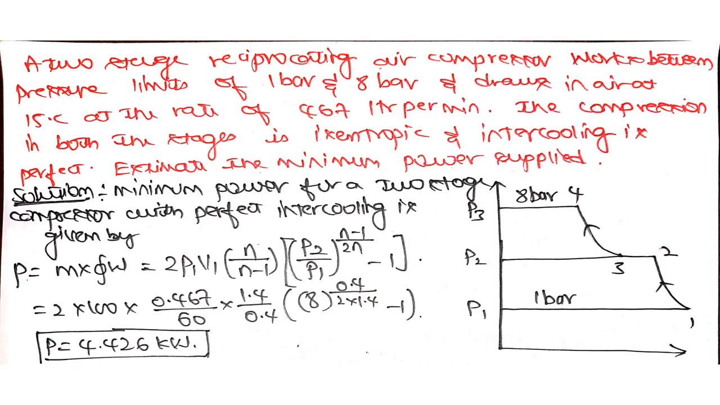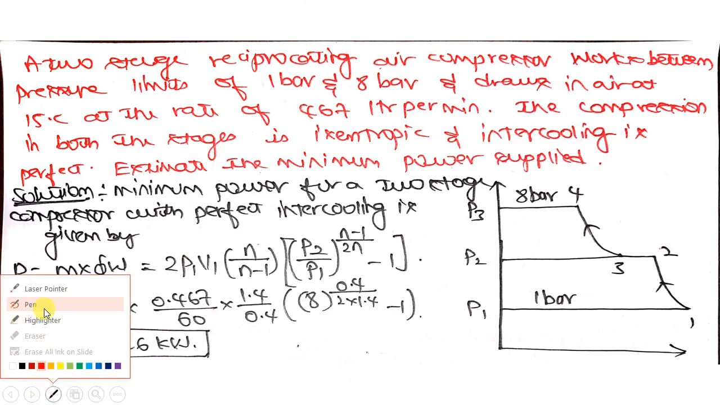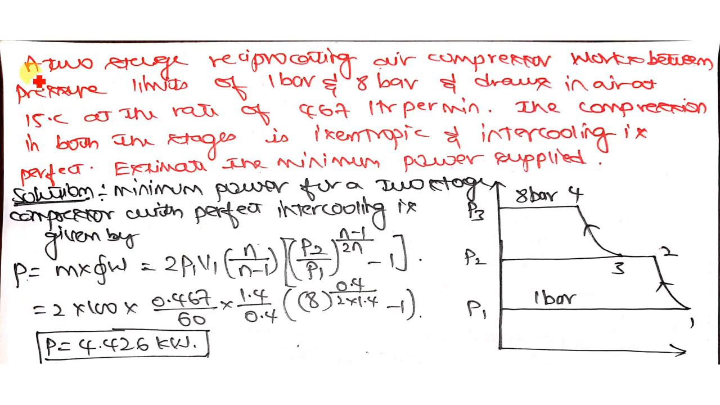So now we shall try to solve the easiest problems initially, then let us go for the difficult problems in later stages. So let us start with the problem. The problem says a two-stage reciprocating air compressor. So it is a two-stage air compressor.